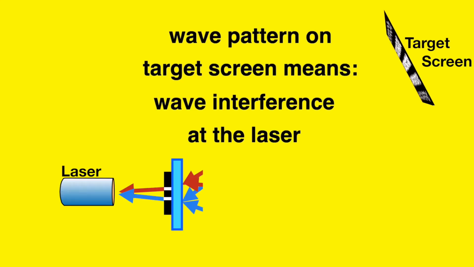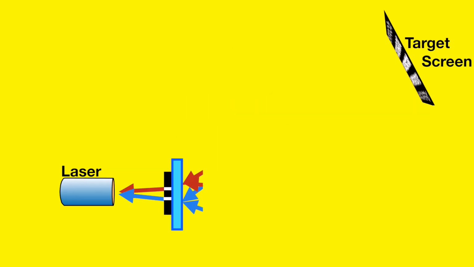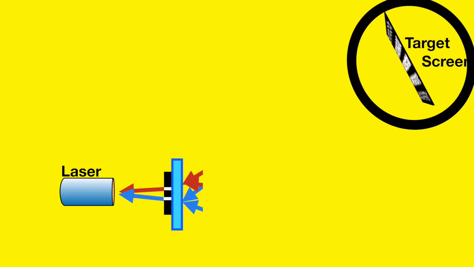Well, if it has a wave pattern on the target screen, that means that there is wave interference at the laser. If there is no wave pattern on the target screen, that means there is no wave interference at the laser. So how could that be? Well, if at the laser you have elementary waves coming through both slits, those 2 waves through the bottom and top slit will interfere with each other, and you will get an interference fringe pattern on the target screen.